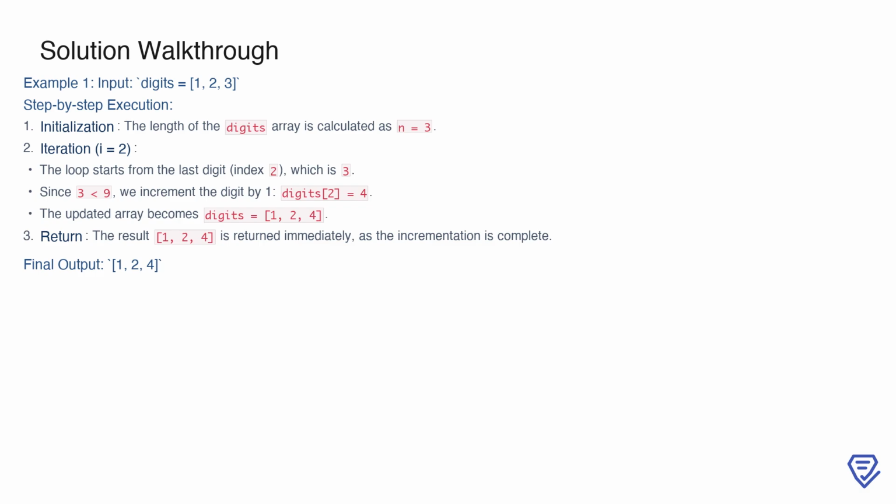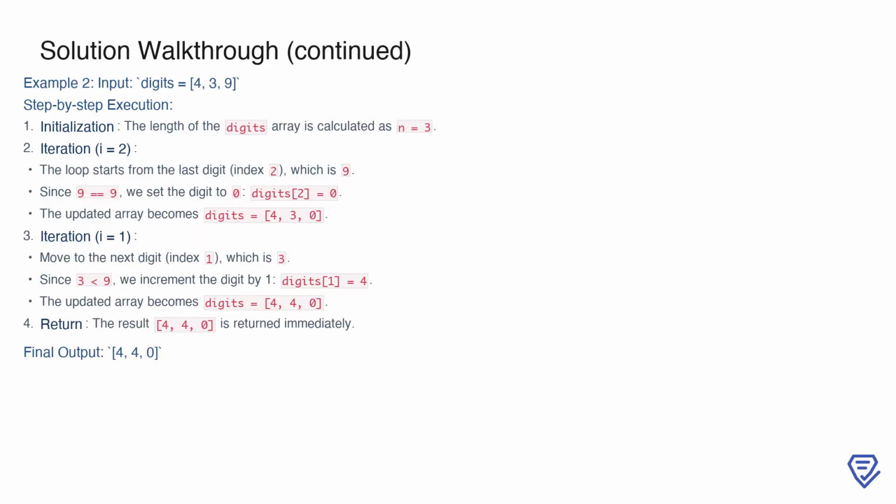The loop begins with the last digit, at index 2, which is 3. Since 3 is less than 9, we can increment it directly. So, we add 1 to this digit, resulting in digits[2] equals 4. The updated array is now [1, 2, 4]. Since there's no carryover, we don't need to process further digits, and the result, [1, 2, 4], is returned immediately. This is the final output for this example.